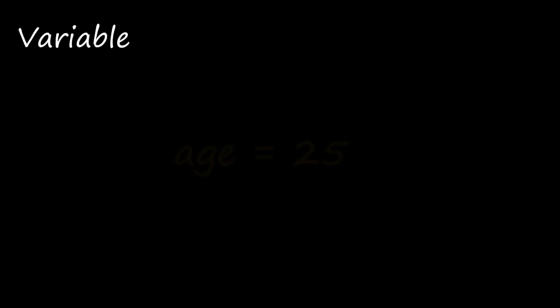Think of a variable as a box. The box has a name and inside of it is a value. For example, age equals 25. The variable is called age. The value stored inside it is 25. Variables are everywhere in programming, and they are everywhere in cryptography as well.